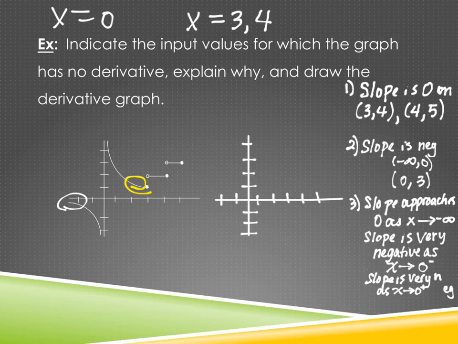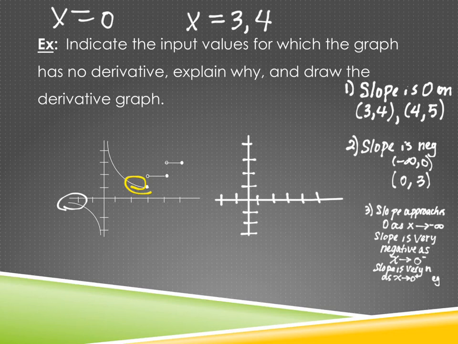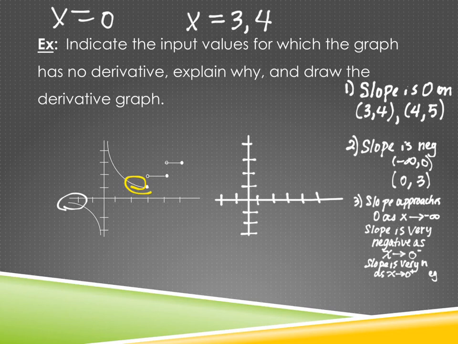Still didn't get it small enough to give myself space. There we go. That's what I wanted to do. So the slope approaches 0, or becomes nearly 0, something like that, approaches 0 as x approaches 3 from the left. That's the yellow part that I just circled right here.